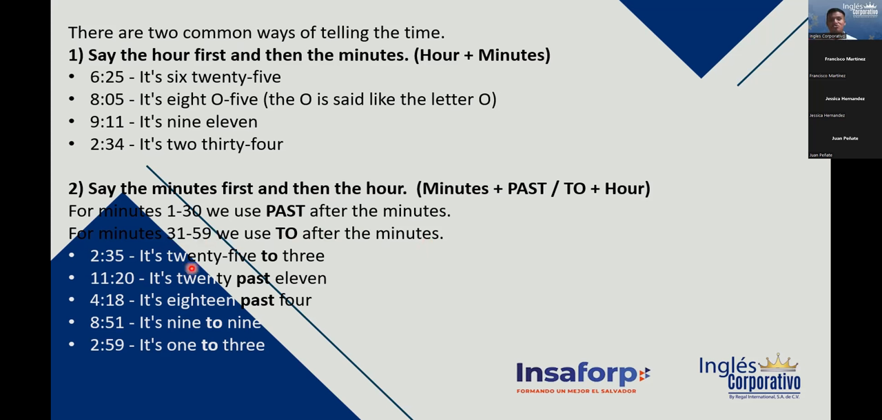For example, it is 25 to 3, 25 a las 3. This is for minuto 31 al 59. Y vamos a usar two, as you can see here. It is 25, decimos los minutos, then two, y luego la hora próxima, la que va a venir.